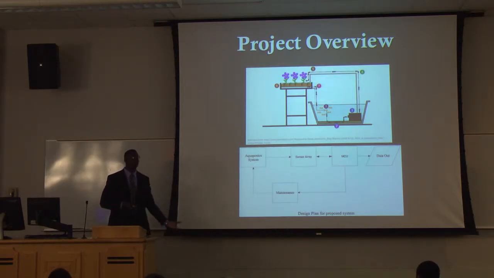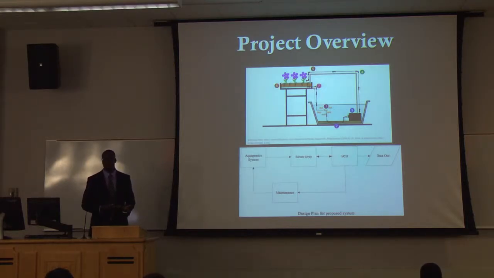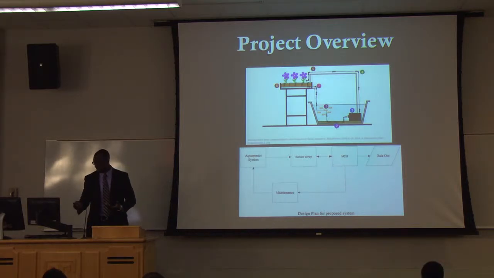So we have our design plan for our proposed system here. We will start with the aquaponics system. Through our sensor array of the pH sensor, temperature sensor, and the water flow sensor, we'll communicate through Arduino and Raspberry Pi to send information online through graphical representation, as well as send user alerts to know if maintenance is needed for the system.